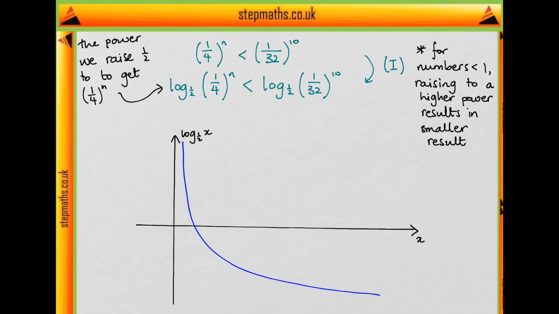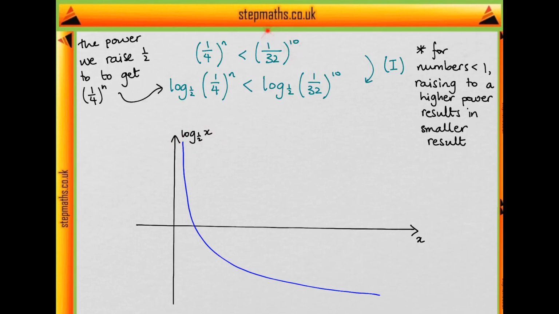So if we want a really small number, then we're going to have to raise a half to a really high power. And for a large number, we're going to have to raise a half to a small or a negative power. So you don't have to be able to draw this graph, but it's just to show you that there's this inverse relationship between x and log base a half of x. So the greater the x, the smaller the log base a half of x.